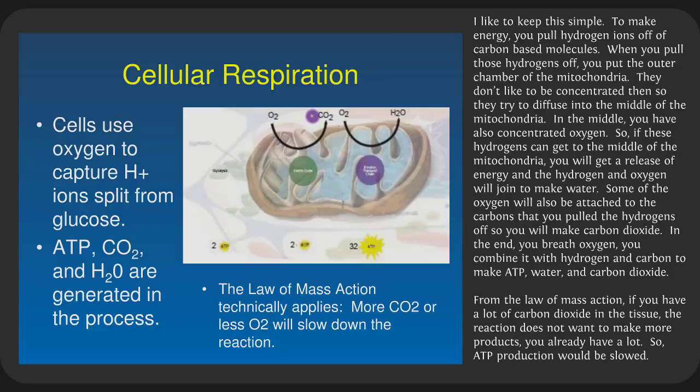In the end, you breathe in oxygen, you combine it with hydrogen and carbon to make ATP, water, and carbon dioxide. From the law of mass action, then, if you have a lot of carbon dioxide in the tissue, this reaction is not going to go forward as fast, and so you're not going to make as much ATP. You already have a lot of that, so ATP production will be slowed.